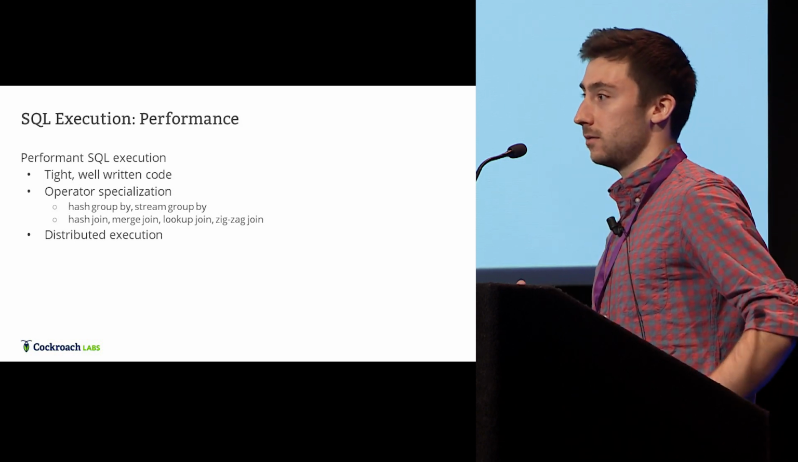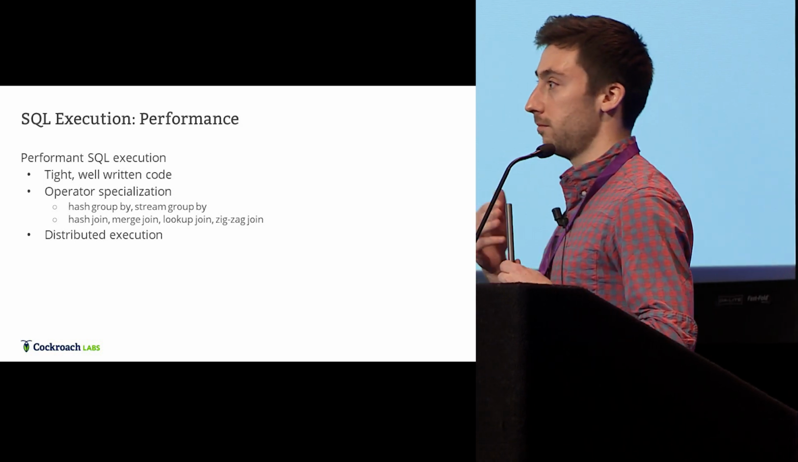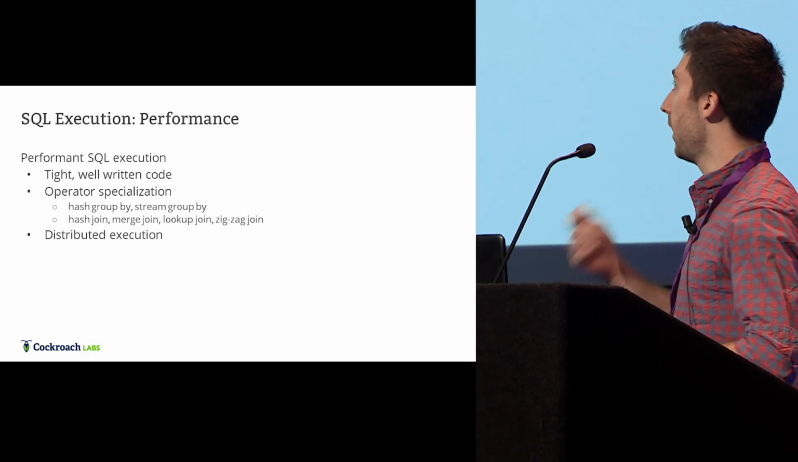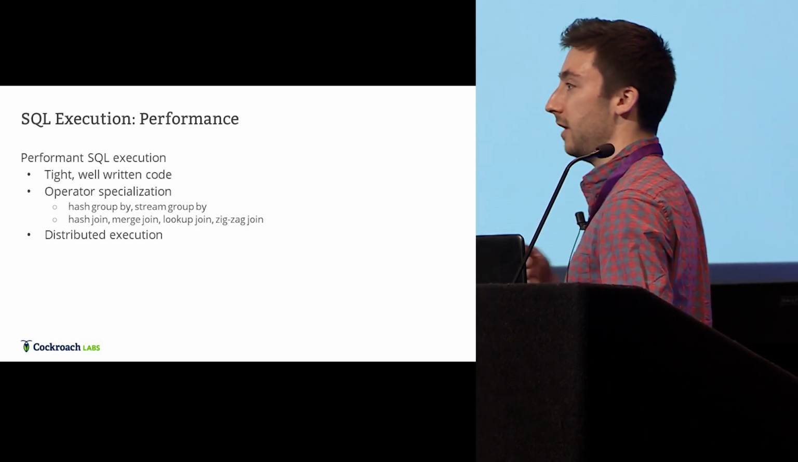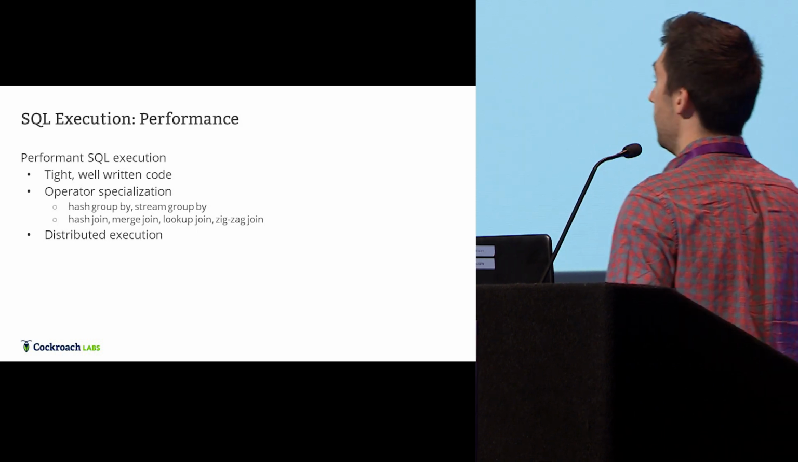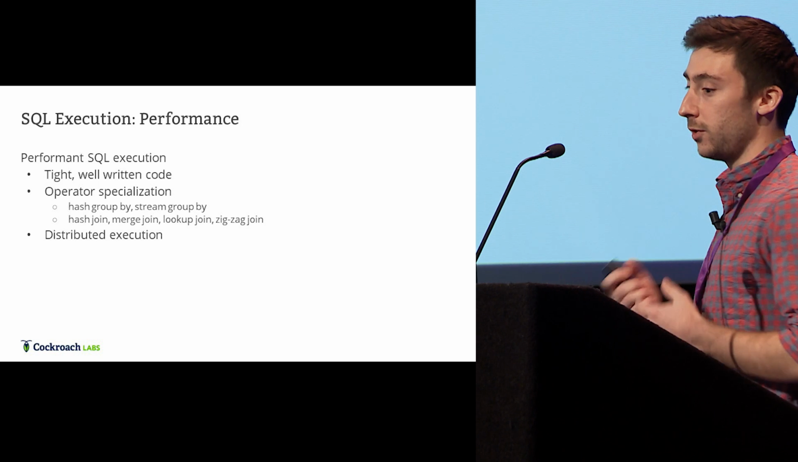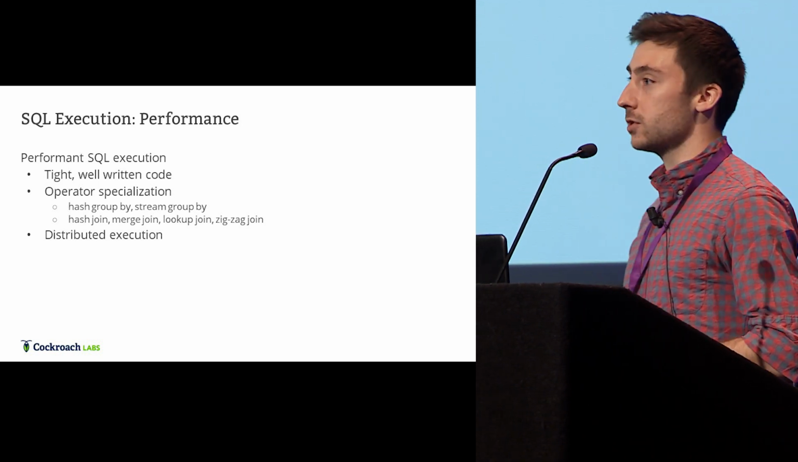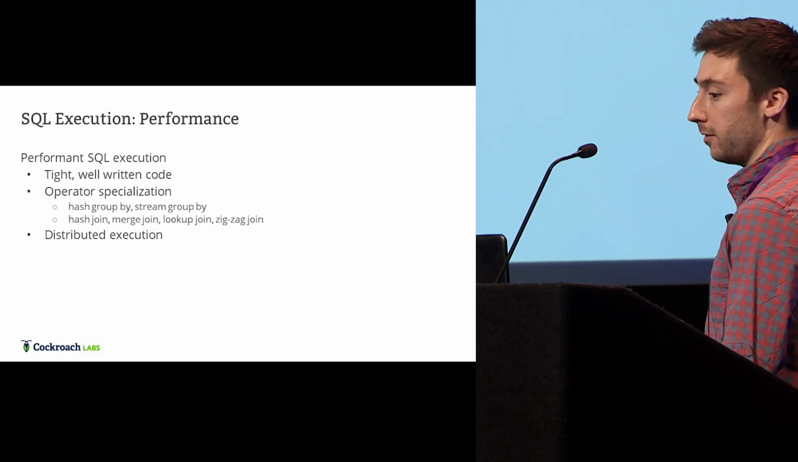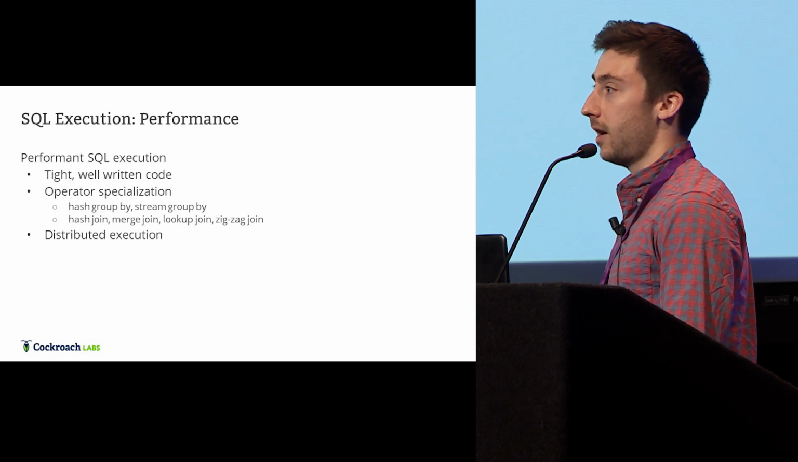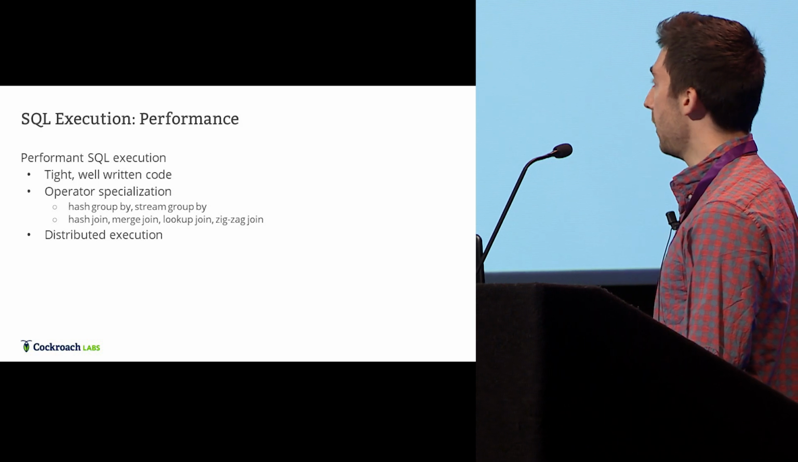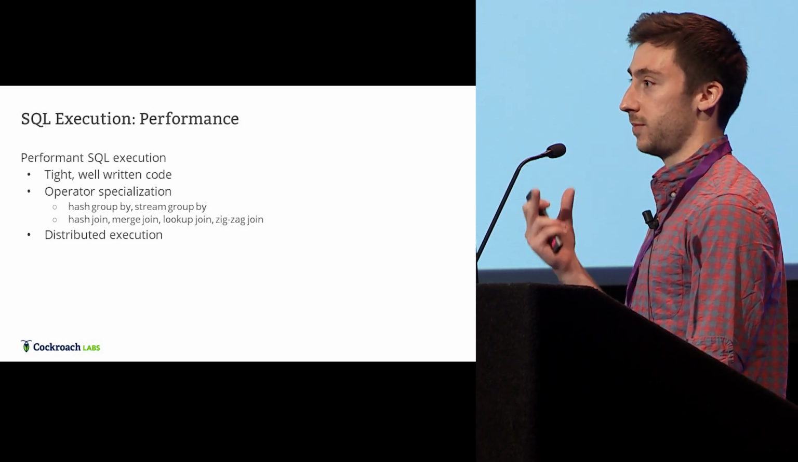Now, there are three tactics that we use to make SQL performant. The first is fairly straightforward. We try to write tight, well-written code that doesn't allocate during individual rows, and it doesn't waste a lot of CPU. The next tactic is something that most SQL systems will do, where we specialize operators to specific scenarios. For instance, a general purpose group by operator needs to handle inputs that are unordered. And it typically does this using a hash table. But if the input is ordered, then often we can skip the hash table entirely and just stream the results back up.